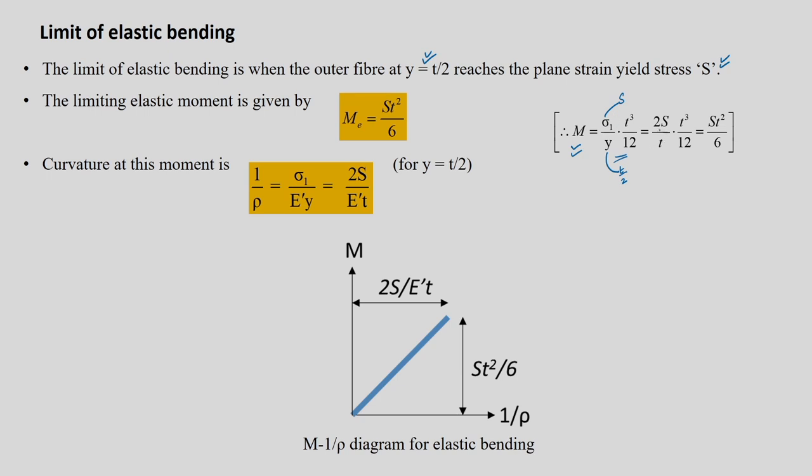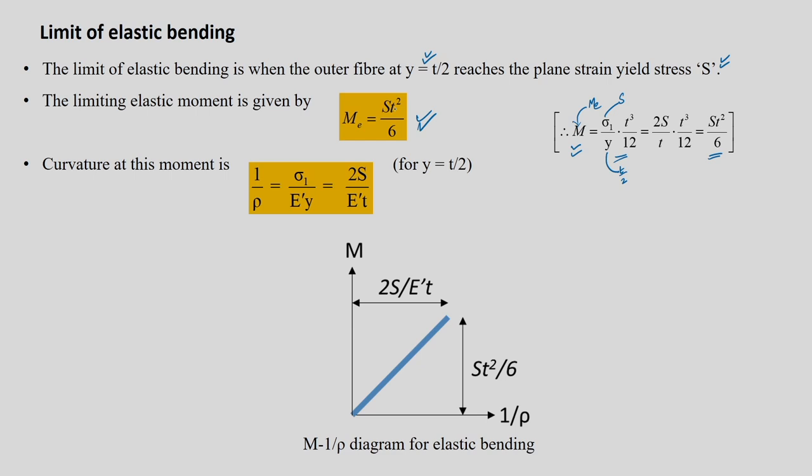So, 2 will come in the numerator. So, 2s by t into t cube by 12, it will be s t square by 6. Since it's a limiting elastic moment, I am going to call this M e. So, M e is given by s t square by 6. So, the limiting elastic moment.